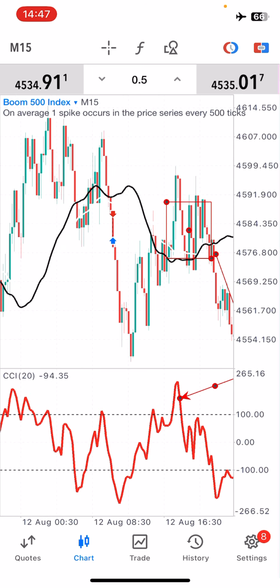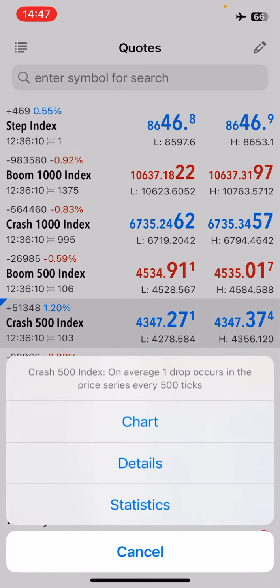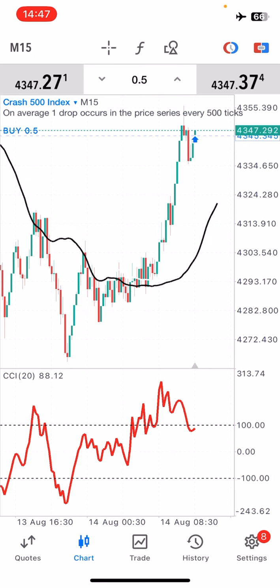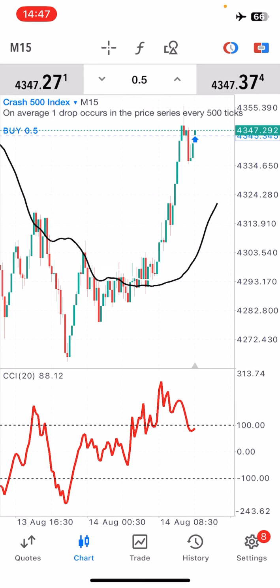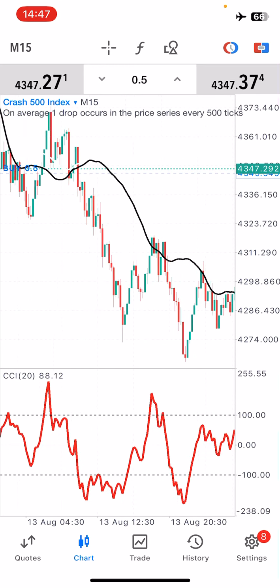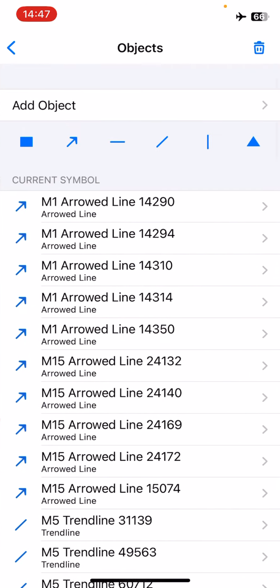So this is possible whether you're on Boom or on Crash, whichever you like. You can sell, you can buy. Either way, can you see, you'd still be profitable. Can you see something like this?